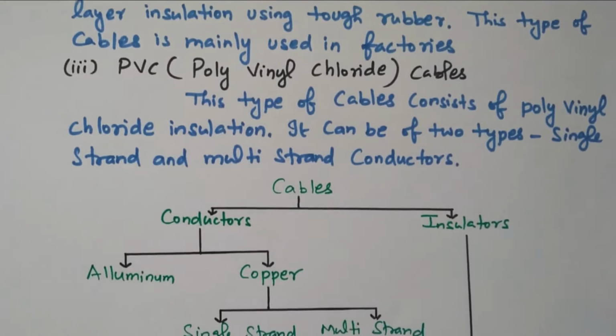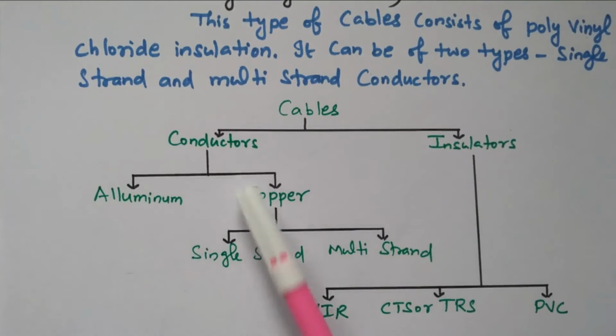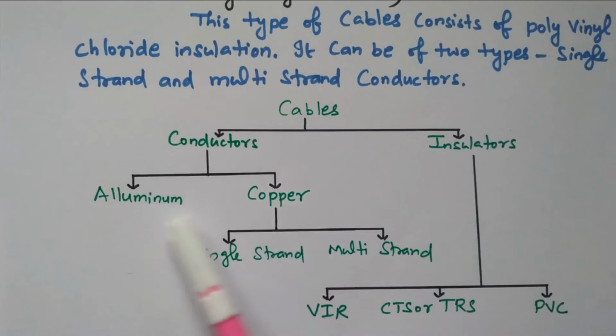The cable consists of conductor and insulator. The conductor may be aluminum or copper. The copper again has two types, single strand or multi-strand. Single strand means only one coil will be there, multi-strand means n number of coils will be available. Then based on the insulator, it is divided as VIR, CTS or TRS, or PVC, polyvinyl chloride. So this is Indian rubber, this is a tough rubber sheath, and this is polyvinyl chloride.